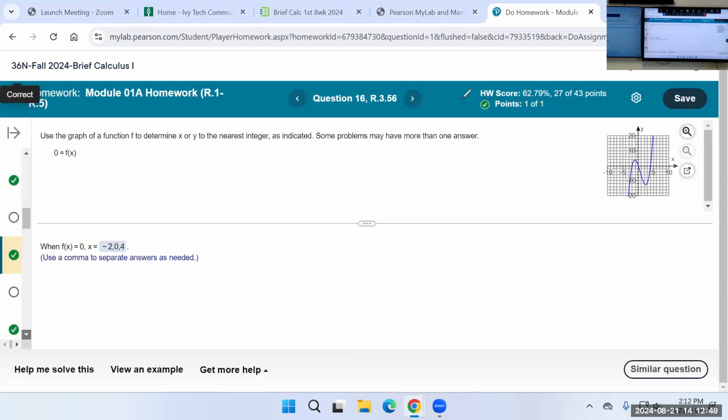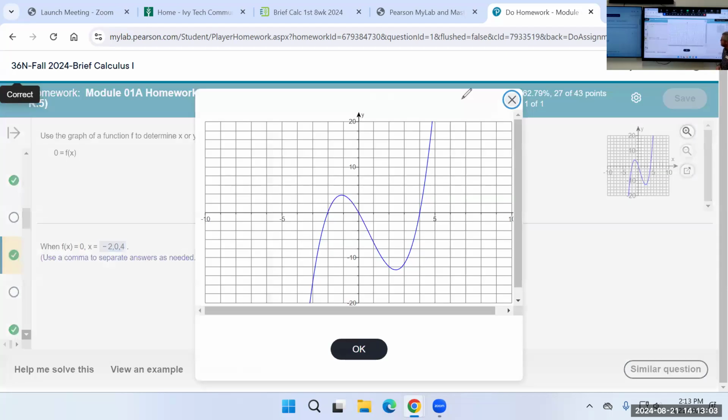Question 6. Use the graph of the function f to determine x or y to the nearest integer as indicated. Some problems may have more than one answer. 0 equals f of x. So they gave me a graph this time. I'm expected to answer the questions using the graph. So the question is 0 equals f of x.